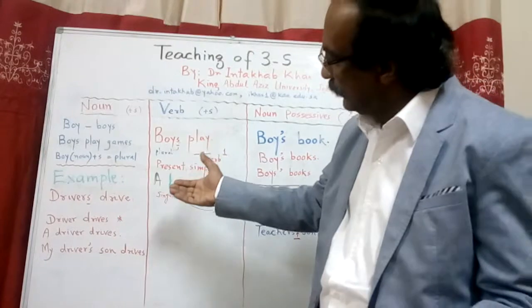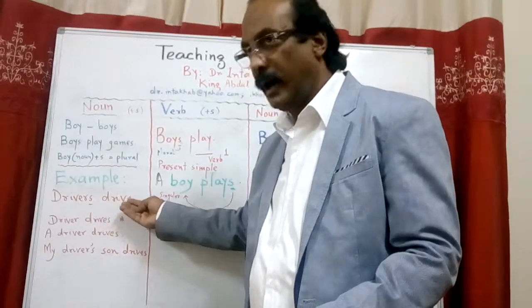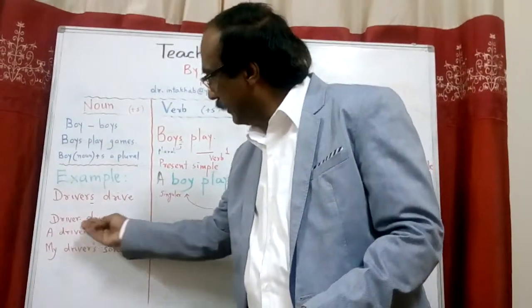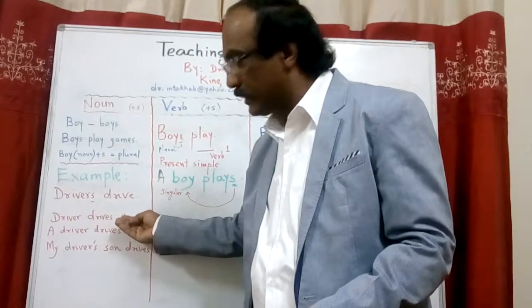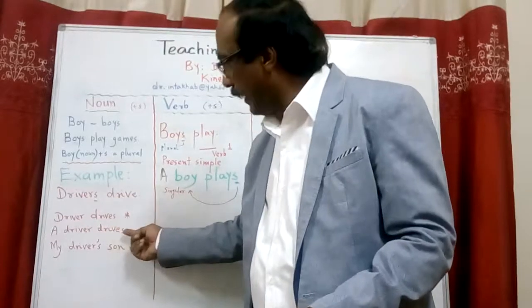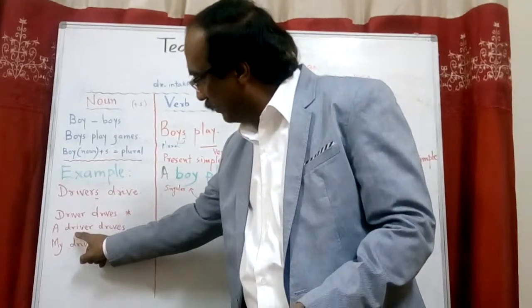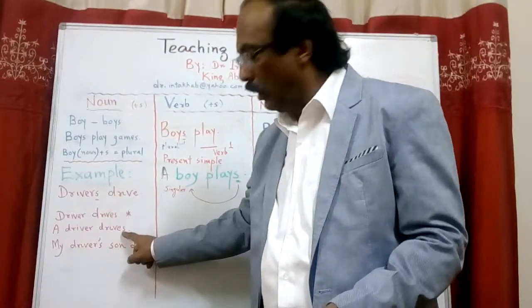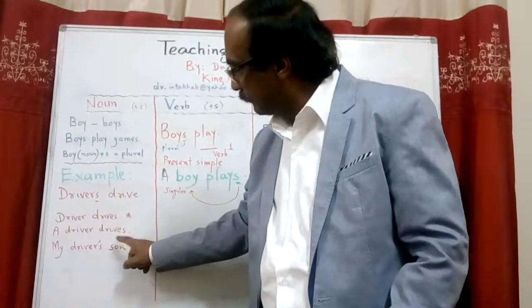Now another example for this: drivers drive. Driver drives is fine, but there is a mistake. The article A is missing, so we will correct it like this: a driver drives. When the subject driver is singular, there is S or ES in the verb first form.